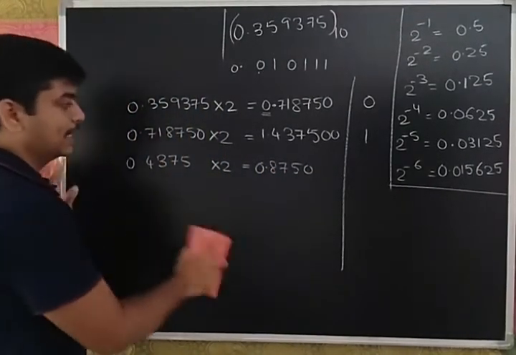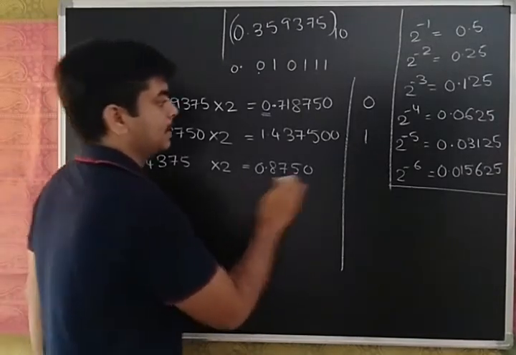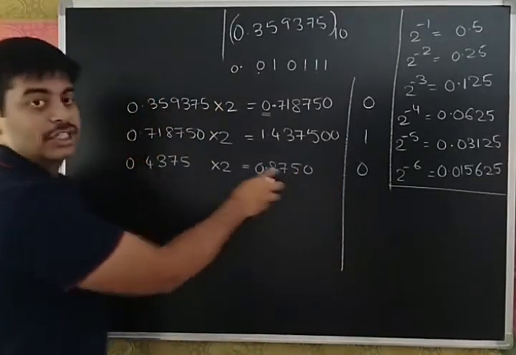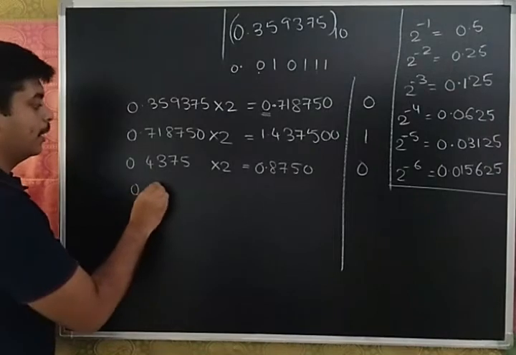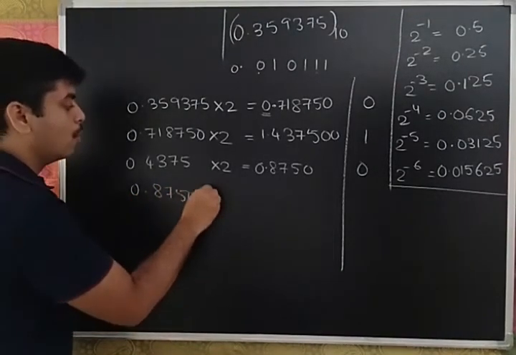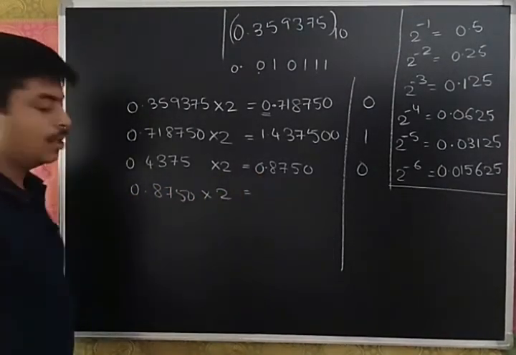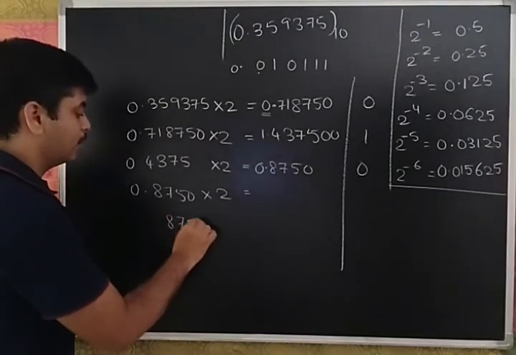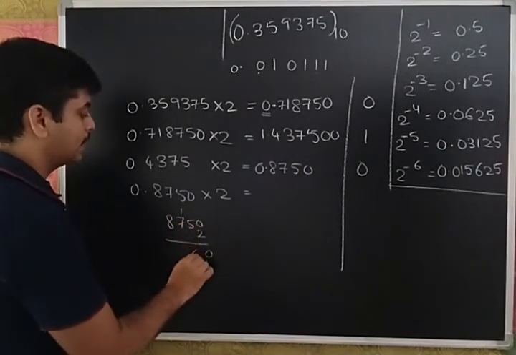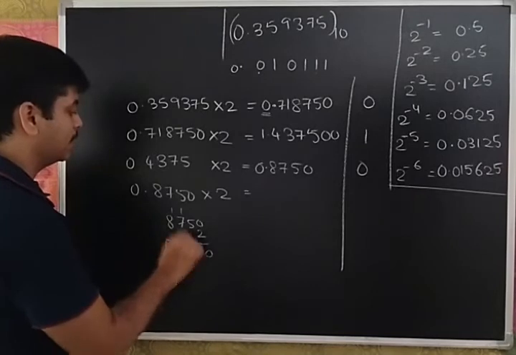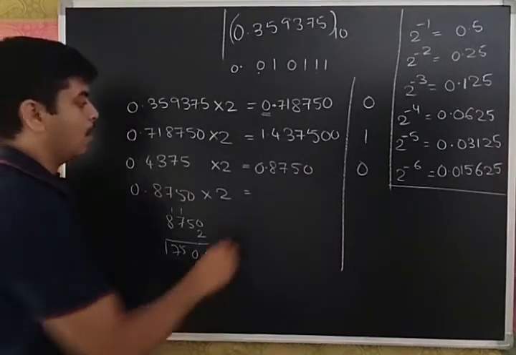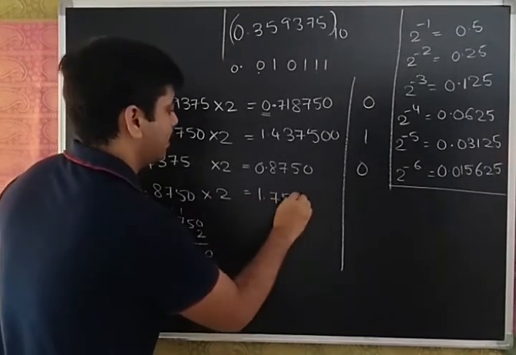So once again the same thing. You write this digit 0 here and the fractional part again here, 0.8750. Once again multiply with 2. 8750: 5 twos are 10, 7 twos are 14, 15, 8 twos are 16, 17, 4. So it is 1.7500.